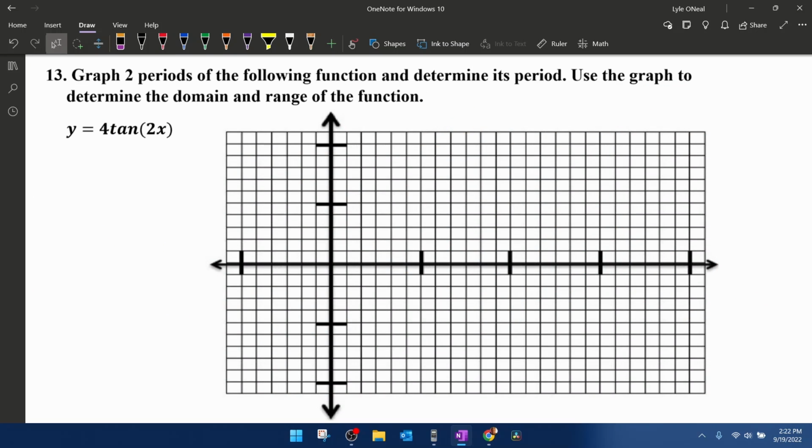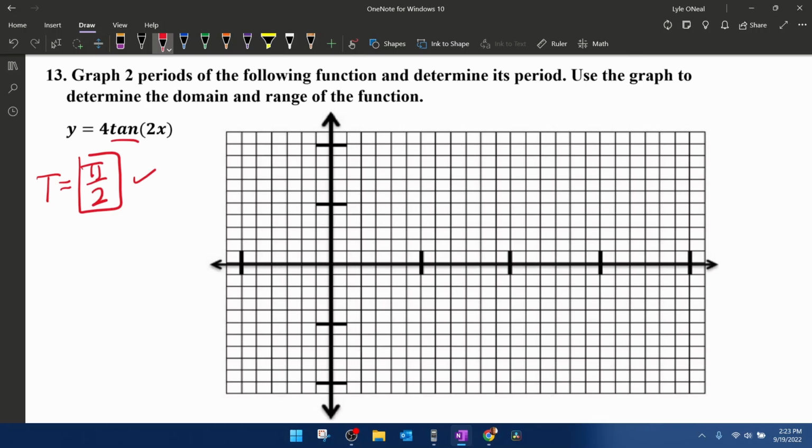Next, question 13. We need to graph 2 periods of the following function and determine its period. Use the graph to determine the domain and range. Now this time we have tangent, and the period formula for tangent is pi over b. B in this case is 2, and so our period is going to be pi over 2 for this graph. And that really is the only thing we need to figure out in order to get the graph here.